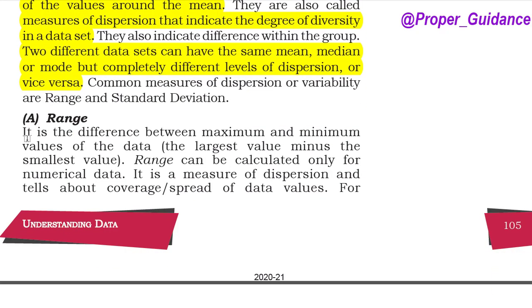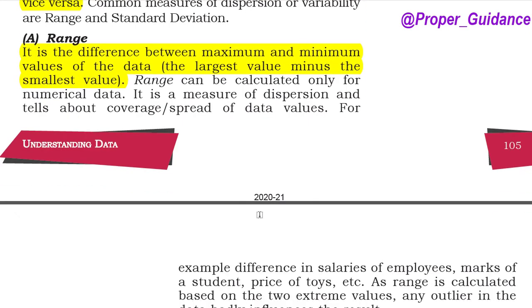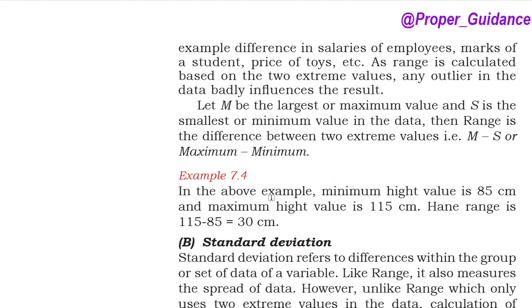Range, what is range? It is the difference between the maximum and minimum values of the data. Range can be calculated only for numerical data. It is a measure of dispersion and tells about the coverage or spread of data values. For example, difference in salaries of employees, marks of a student, price of toys, all these things. Using the max-min concept, we get it.